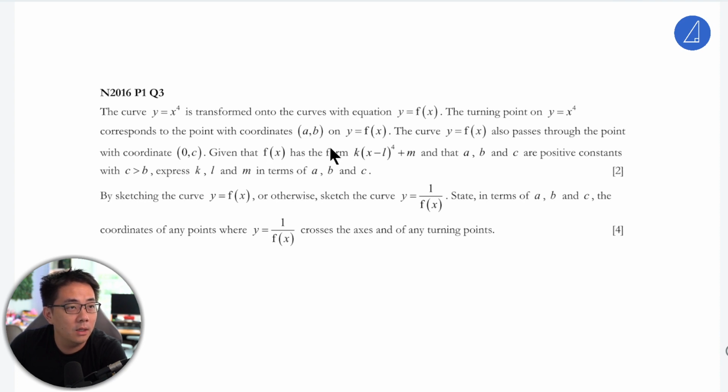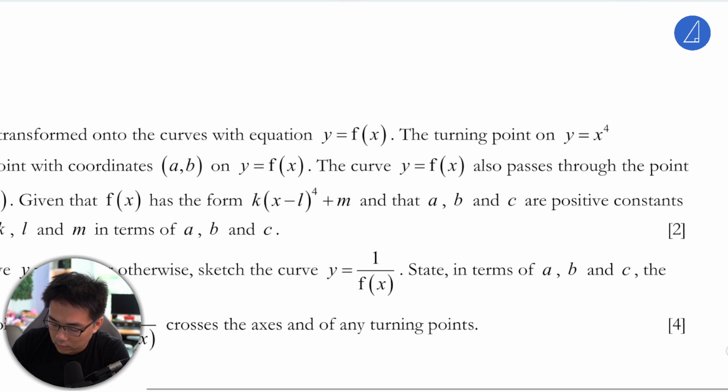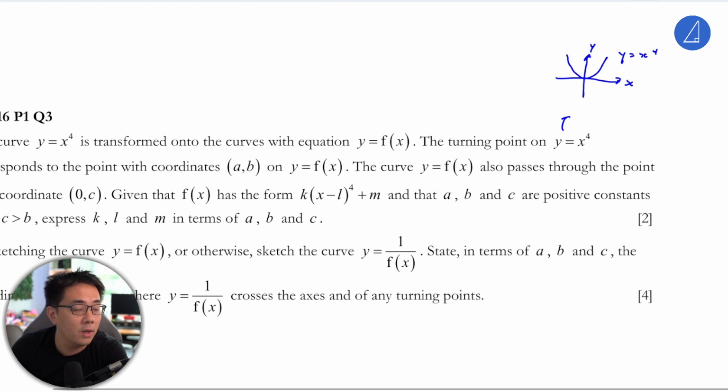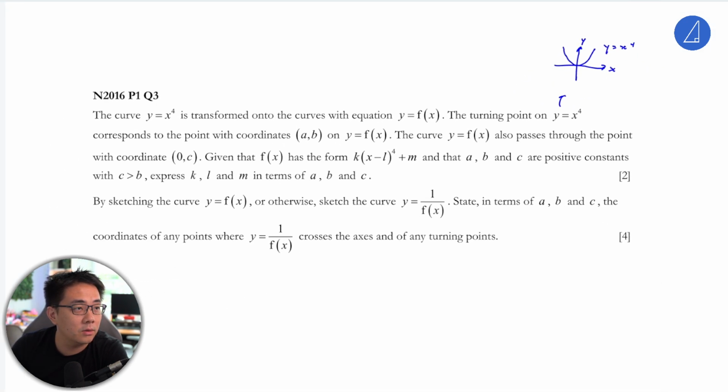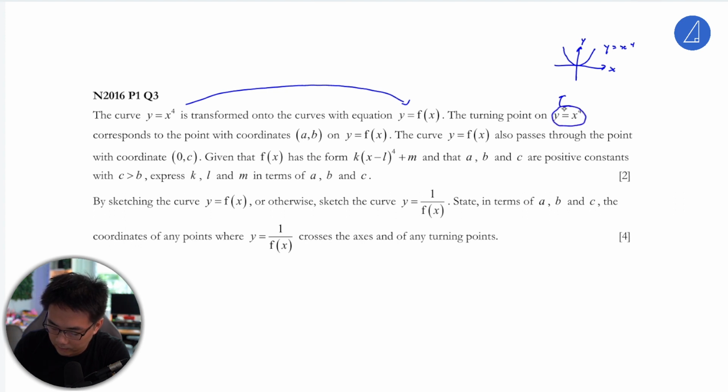this point (a, b). All right, now y = x^4, you know that it's actually a sort of like a quadratic curve, right? So if you put y and this is x, this will be y = x^4. Very similar. You can just draw this out. Now, but the thing now is somehow transform to this over here. Then it has turning point on y = x^4 corresponding to the point (a, b).